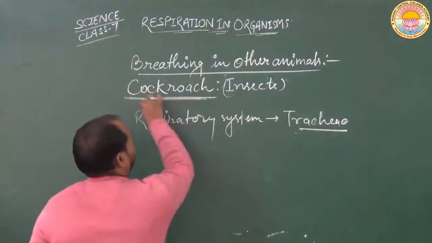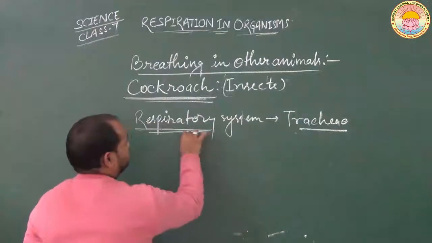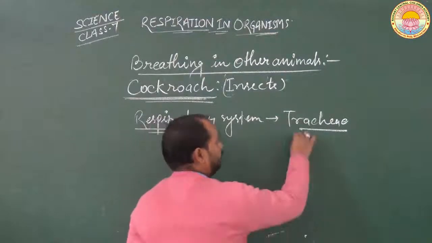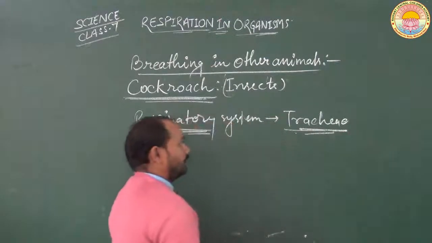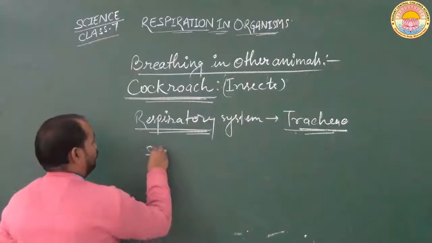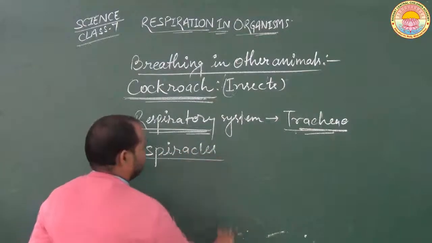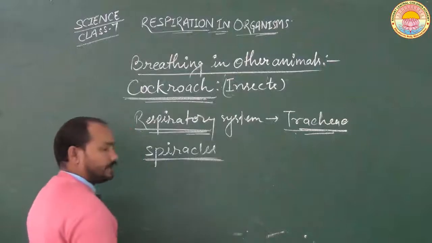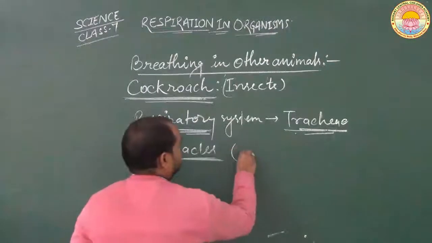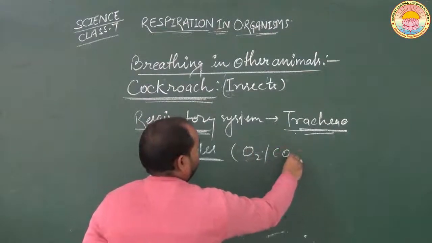So students, cockroaches breathe through a respiratory system which is made from a network of branched tube-like structures called trachea, and these trachea open outside of their skin by an opening called spiracle. These spiracles help cockroaches and insects to exchange oxygen and carbon dioxide.